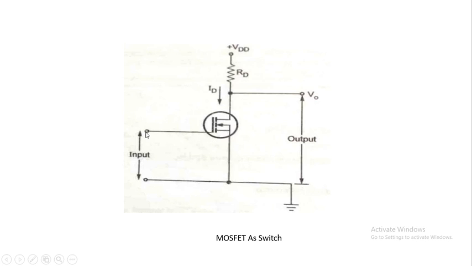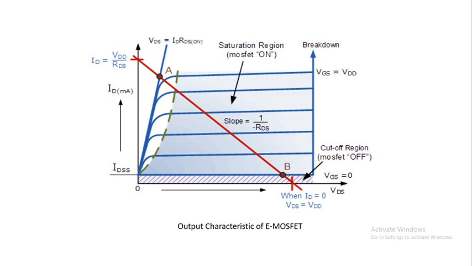Input is applied to the gate and source terminal, whereas the source terminal is grounded. And a resistance RD having a very low value, which is 330 ohm, is connected between VDD and the drain terminal. VDD is taken as 5 volt and output is taken from the drain to source terminal. So we'll implement this circuit as a switch.